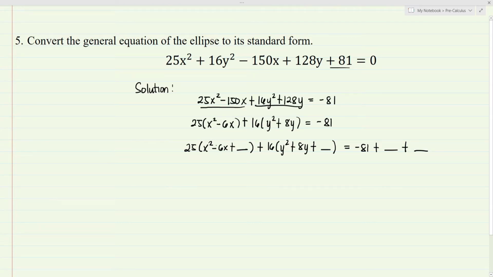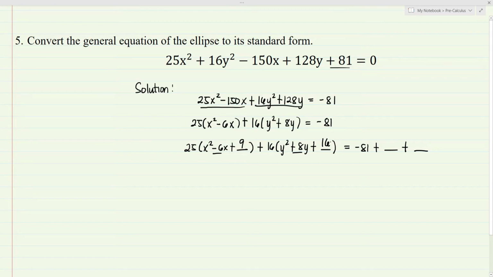To solve for the first constant, take the coefficient of the middle term, that is negative 6, divide it by 2, that would be negative 3. Negative 3 squared is positive 9. We have here the coefficient of the middle term for the second quadratic expression, that is positive 8. Divide it by 2, that is positive 4. Take the square of positive 4, that would be positive 16.